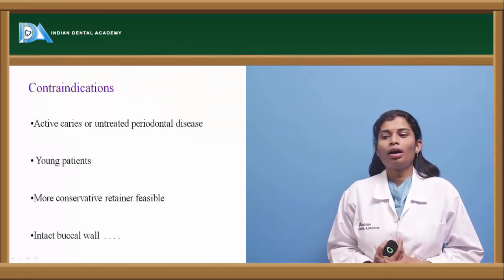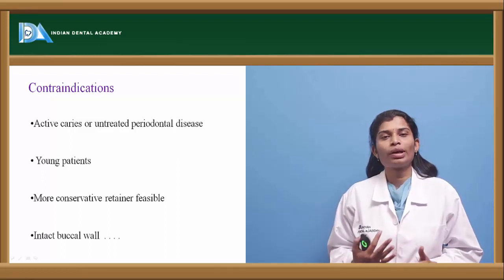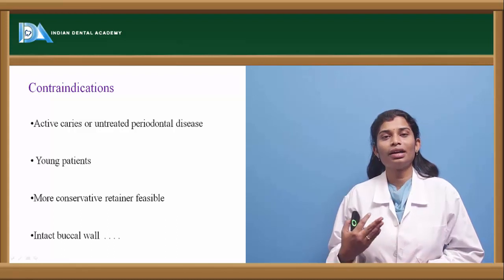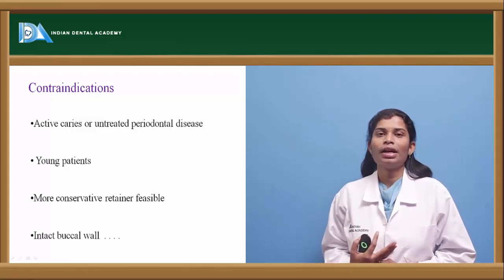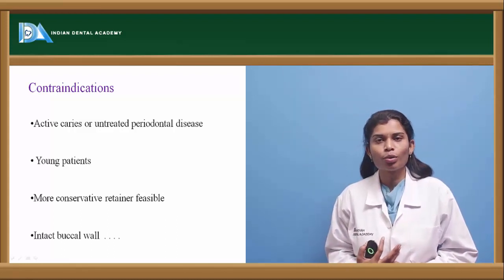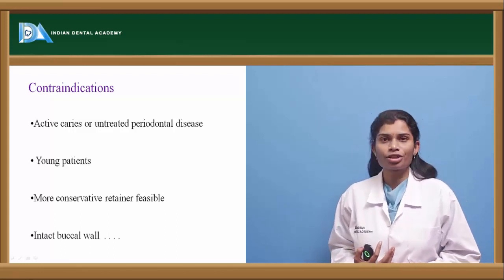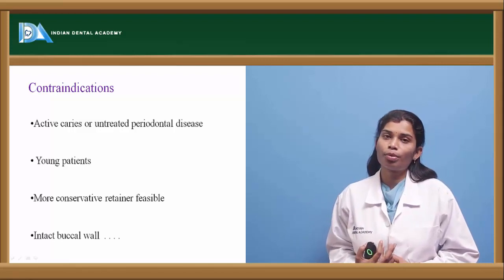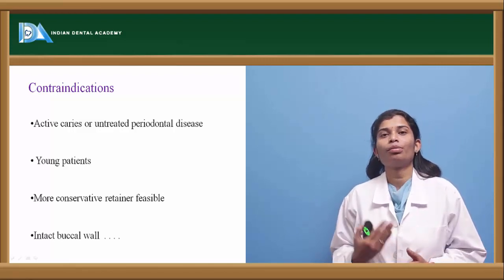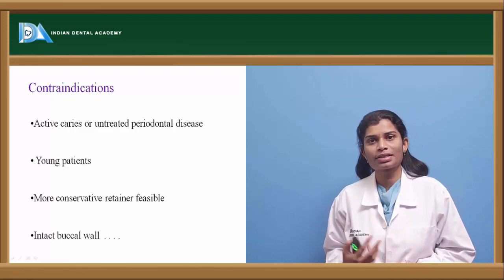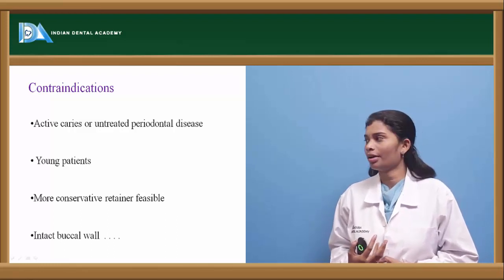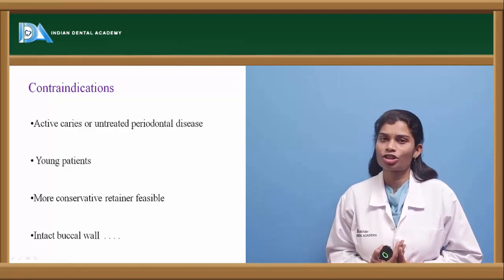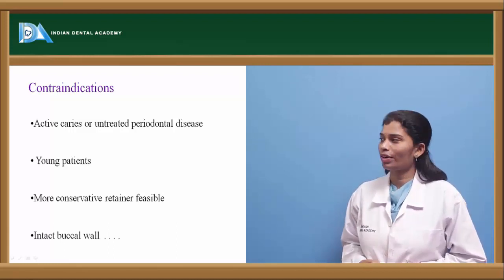Contraindications. Full veneer crowns are contraindicated in a patient with a high caries index who is at risk for more caries. In such cases, it is better that you avoid full veneer restorations. And in young patients where the pulp horns are very high, preparation for a porcelain-fused-to-metal needs a greater amount of reduction. In such cases, these types of crowns are contraindicated. And where a more conservative retainer is possible, you have to avoid this type of restoration.